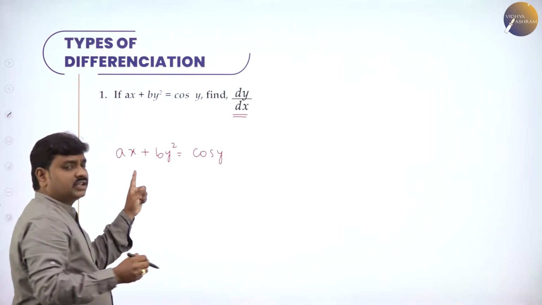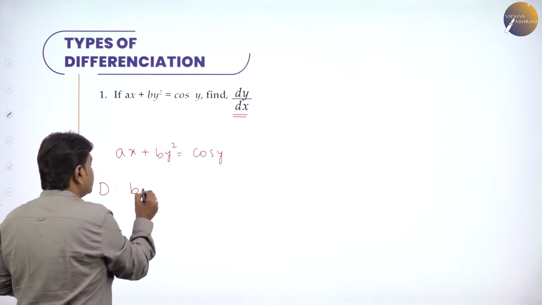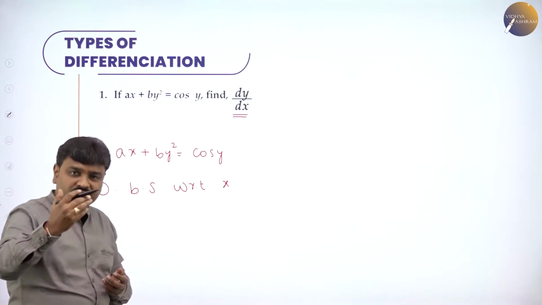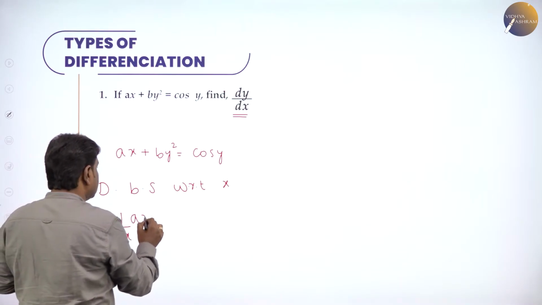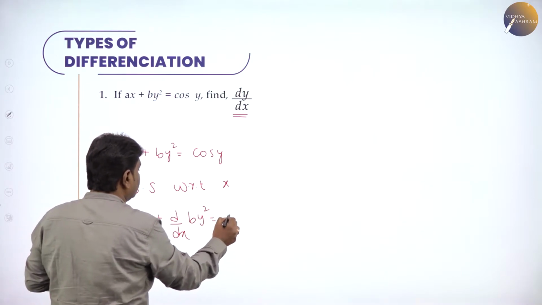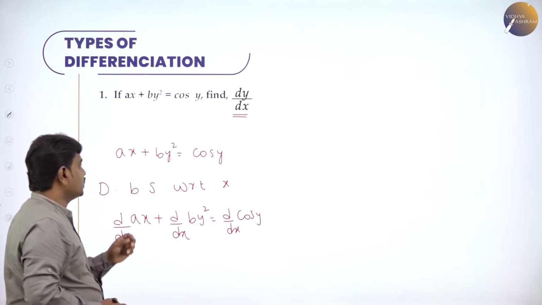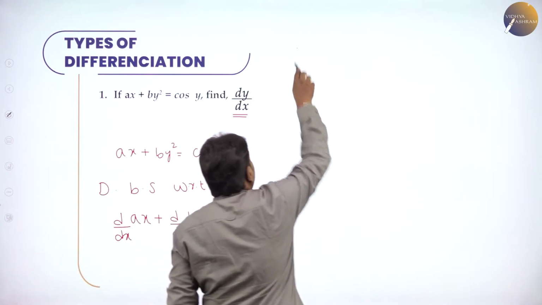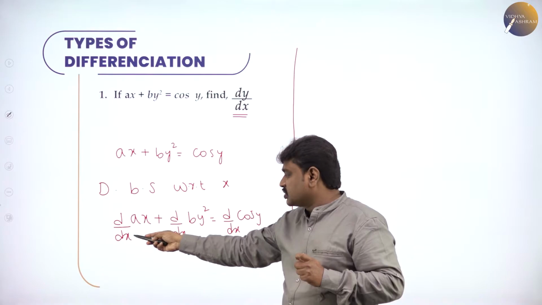So this is an implicit function. Whenever they give an implicit function, what you should do? Differentiate both sides with respect to x. Differentiate both sides with respect to x means apply d by dx on both sides. d by dx of ax plus d by dx of by square is equal to d by dx of cos y. So now all of you know how to differentiate. a is what? Constant. All alphabets are constant except x, y, t. So with respect to x, a is constant.